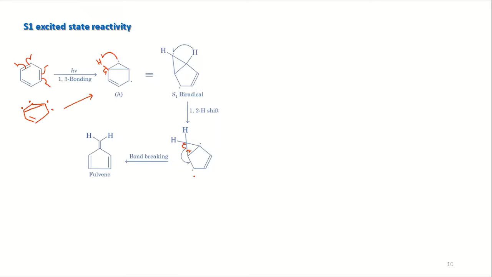So I can write it this way. You have a 5-membered ring with a double bond, a CH2 radical here, and the initial radicals here. So this is double bond formation, and that is double bond formation. You get this structure, which we call fulvene.